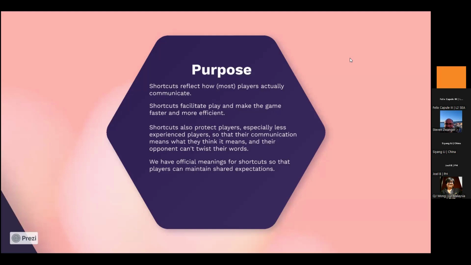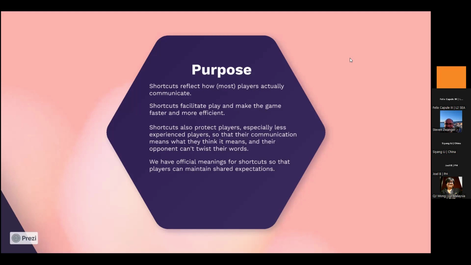And we want players' communication to mean what they think it means. And we don't want the opponent to twist their words and say, ha, you said something in a certain way, and therefore, I get to do something that you weren't expecting. We want, when a player says something like, we're going to go to combat, that statement to mean what they expect.